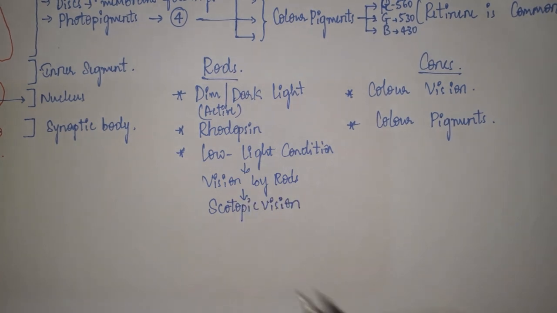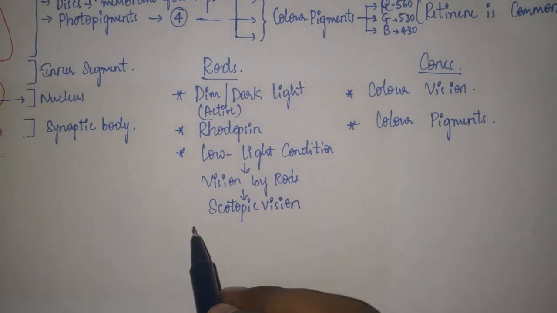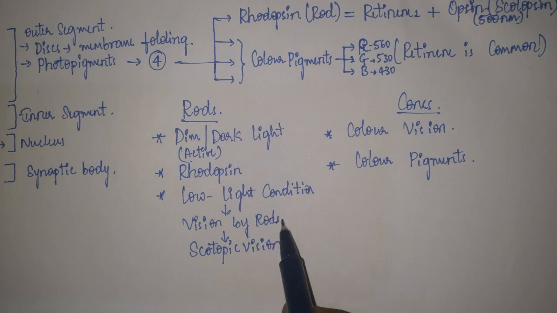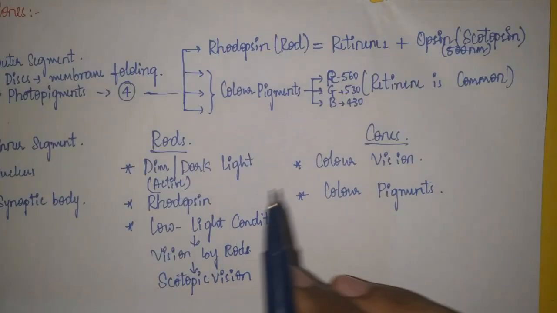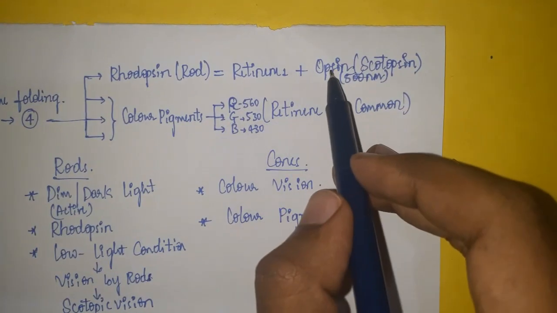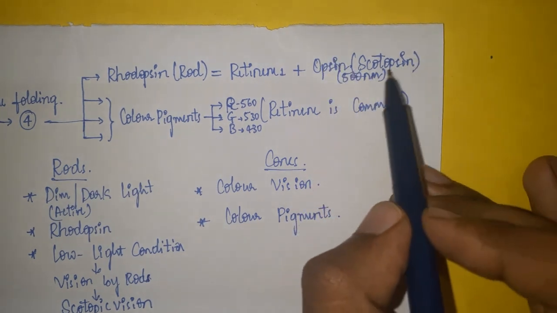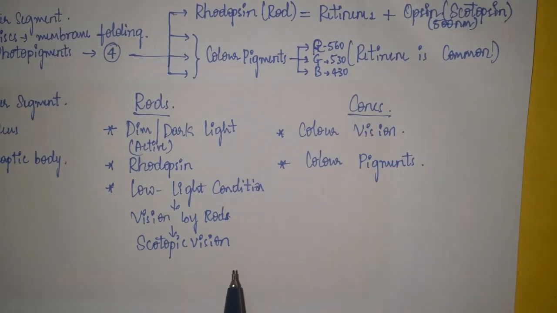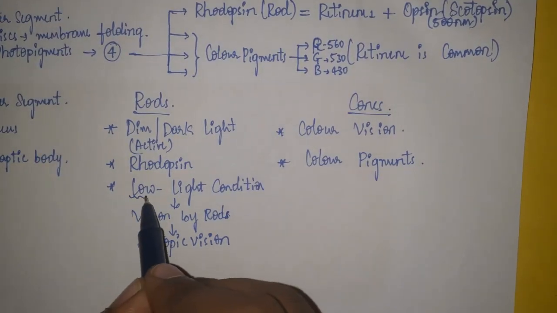Scotopic vision. You can remember it like RS: rods, scotopic. Or you can remember in another way. The pigment of rod is rhodopsin, which consists of retinine and opsin. The opsin is particularly scotopsin. Scotopsin, scotopic vision. Low light condition, remember.